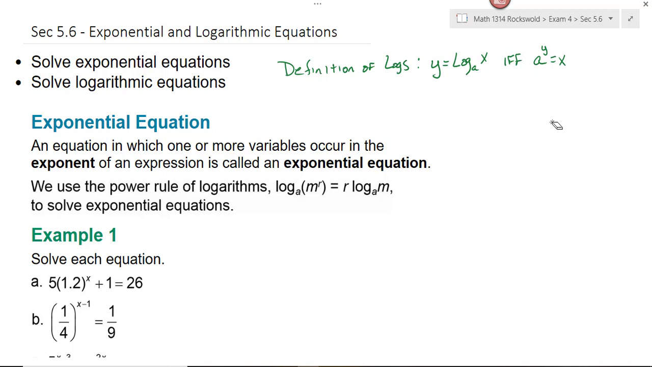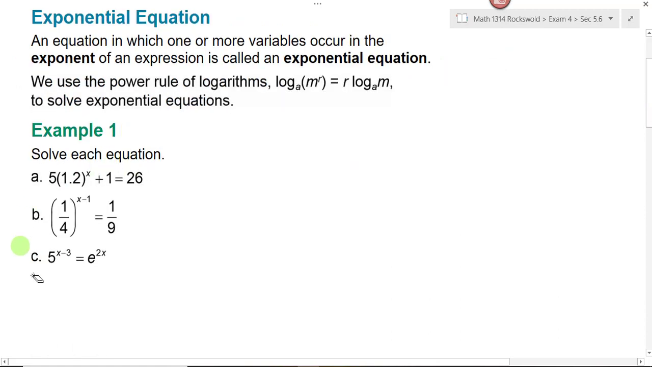Alright, an exponential equation. An equation in which one or more variables occurs in the exponent of the expression is called an exponential equation. We use the power rule of logarithms to rewrite this log. Remember, the power rule says that if you have log base a of something raised to a power, you can take that power out of the argument and move it in front of the log. We use this rule to get variables out of the exponent. In example 1, we're going to be solving these three equations, and we're going to be using this power rule for logs in order to do this.